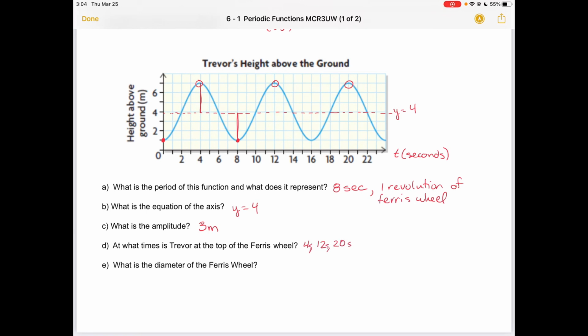And then what is the diameter of the Ferris wheel? Now this is kind of tricky because it's going to require us to think about what our graph means. The midpoint that we have right here, our amplitude really represents the radius of the Ferris wheel. So because the wheel is going to rotate around that pivot point in the center, our diameter of the Ferris wheel is going to be 6 meters.